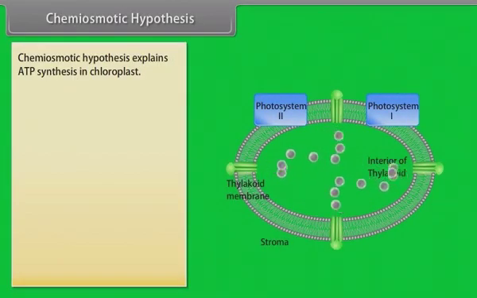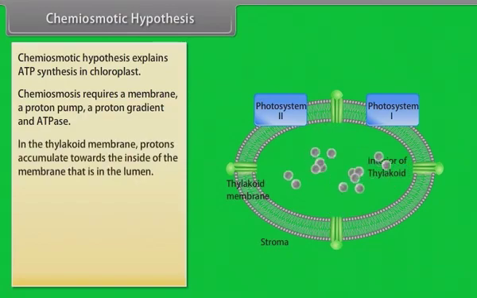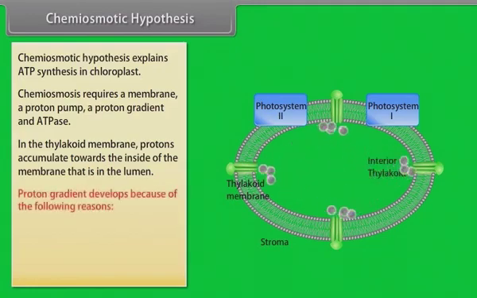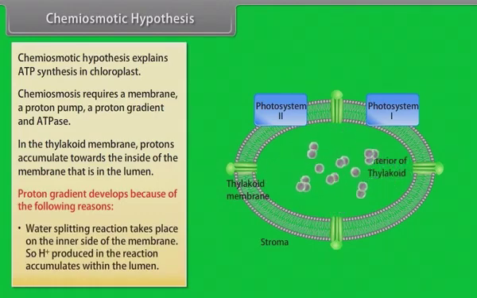Chemiosmotic hypothesis. The chemiosmotic hypothesis explains ATP synthesis in chloroplast. Chemiosmosis requires a membrane, a proton pump, a proton gradient and ATPase. In the thylakoid membrane, protons accumulate towards the inside of the membrane, that is, in the lumen. A proton gradient develops because of the following reasons. The water splitting reaction takes place on the inner side of the membrane, so the hydrogen ions produced in the reaction accumulate within the lumen.